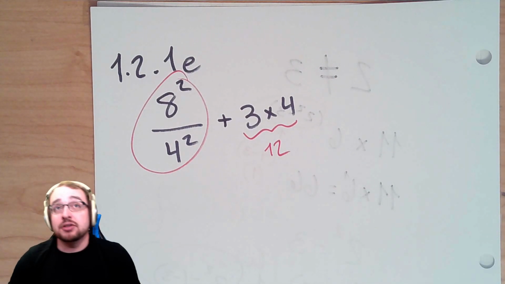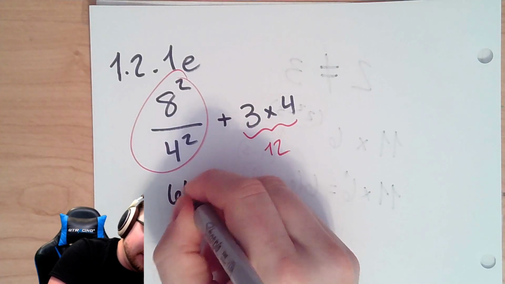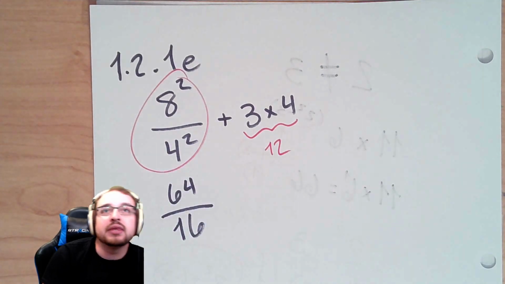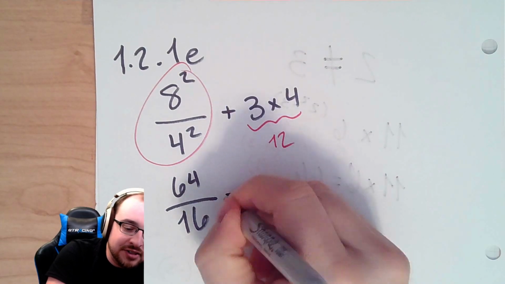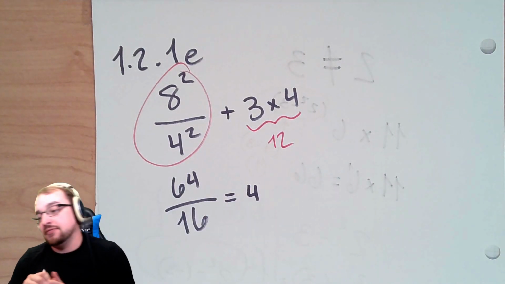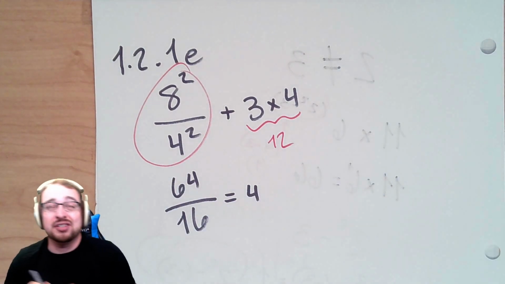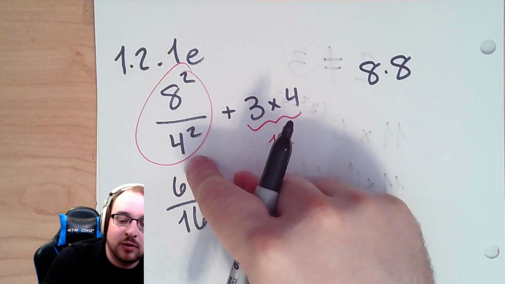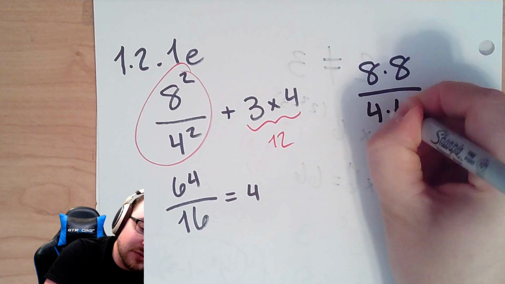I see a lot of people doing it this way. 64 is 8 squared, because 8 times 8. And 4 times itself is 16, 4 times 4. And then they figure out that this, when you divide 64 by 16, is 4. And that's fine, but I would encourage you to also notice this. 8 squared means 8 times 8. And 4 squared means 4 times 4.